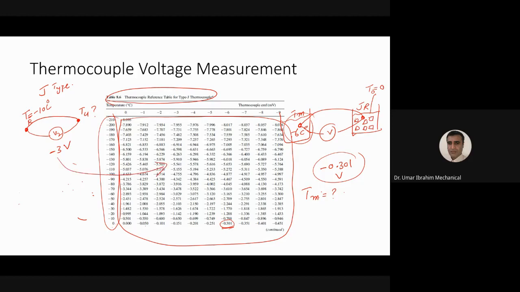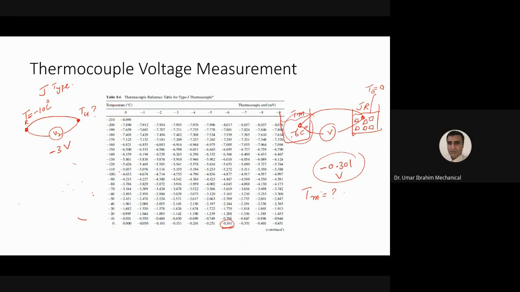ठीक है, क्योंकि ये टेबल, this table is for a thermocouple with a reference junction at 0 degree C. जबकि हमारे केस में हमारा जो reference junction है वो तो -10 degree C पे है. So we cannot directly use this table. ठीक है, so उसके लिए हम क्या करेंगे? What we will do is we will first find out.